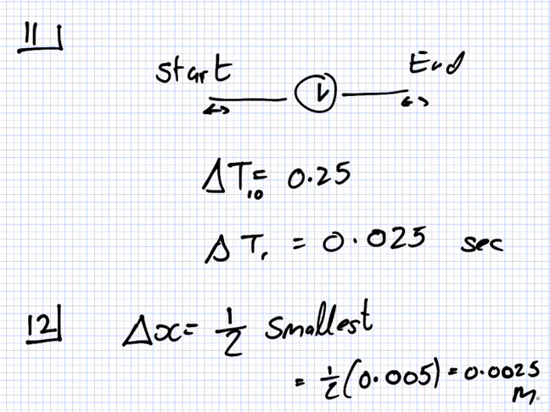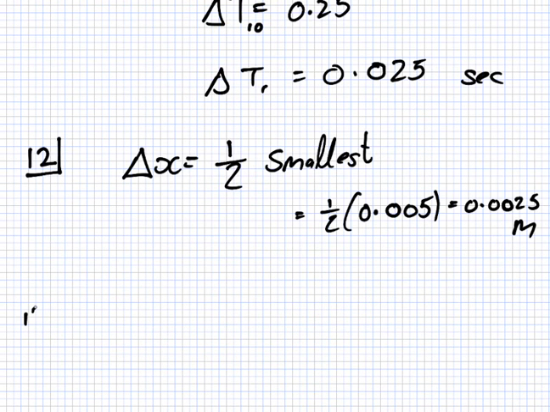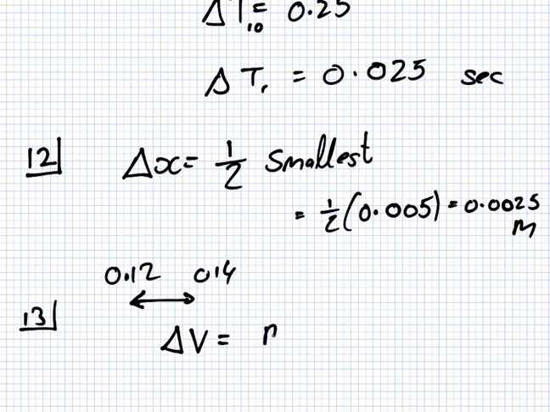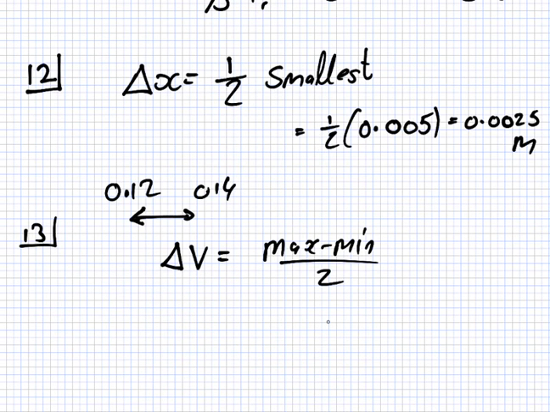Okay. Now for a voltmeter, the thing is the voltage is moving between two numbers. So for a voltmeter, we'll say the uncertainty is going to be the max value minus the min value over 2. Yeah. No, actually, the average would be plus. Yeah, so that's 11, 12, 13.